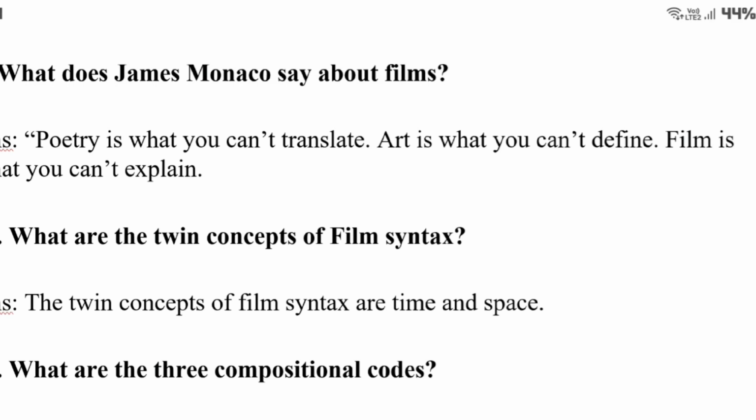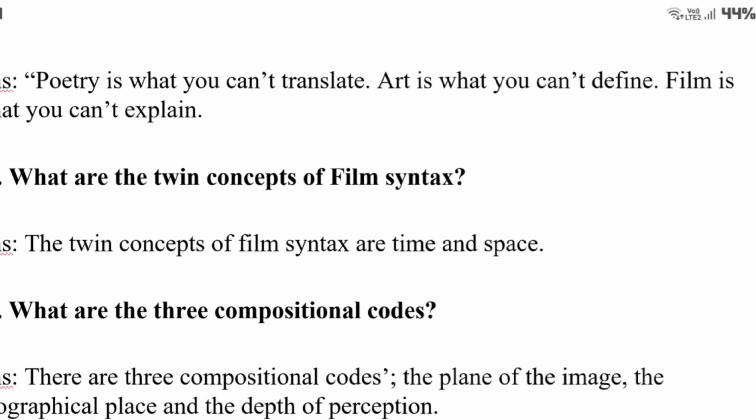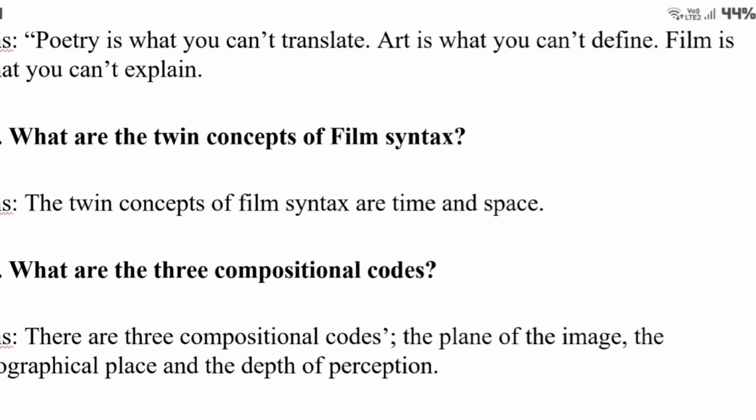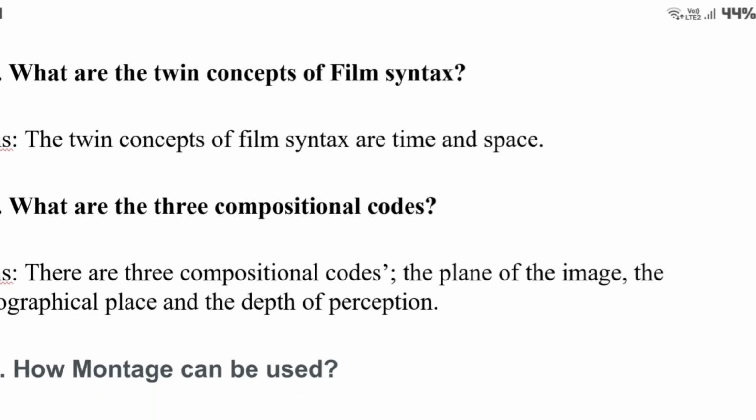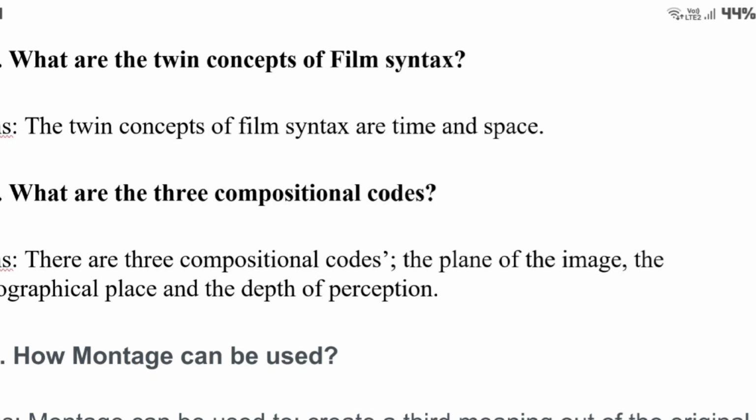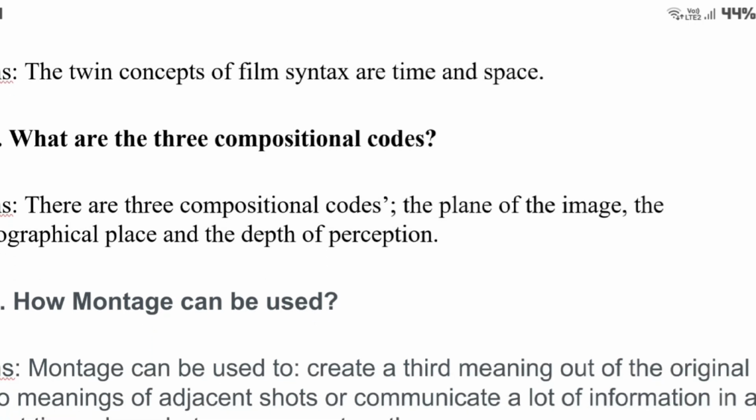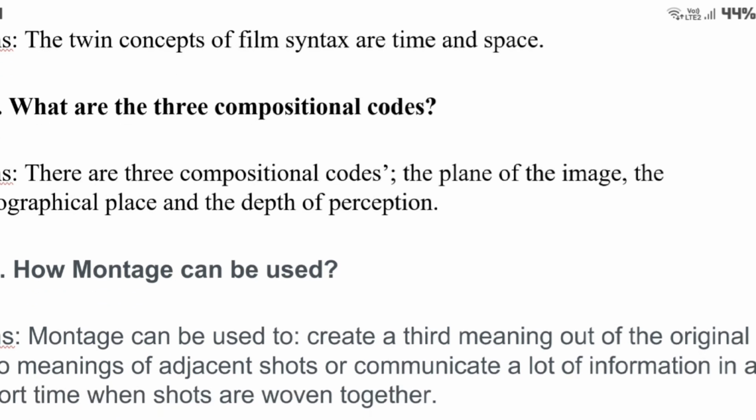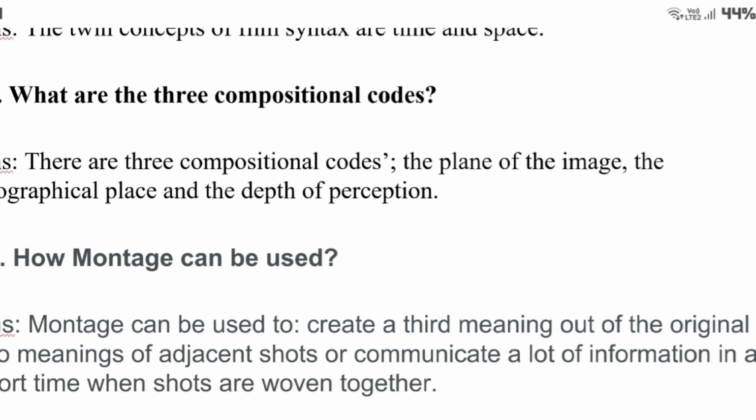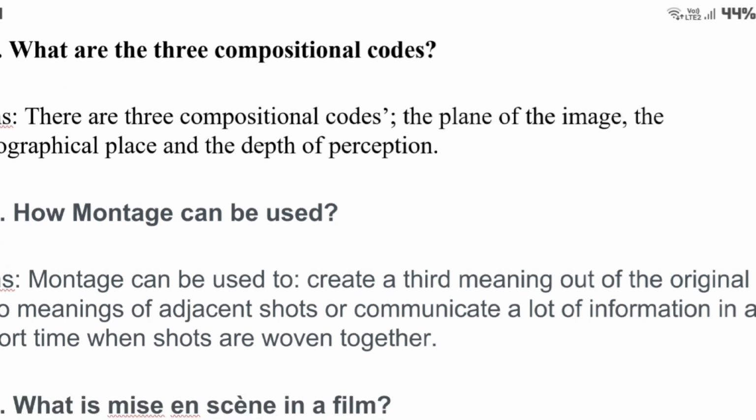What are the 3 compositional codes? The 3 compositional codes are the plane of the image, the geographical place and the depth of perception. How can montage be used? Montage can be used to create a third meaning out of the original 2 meanings of adjacent shots, or communicate a lot of information in a short time when shots are woven together.